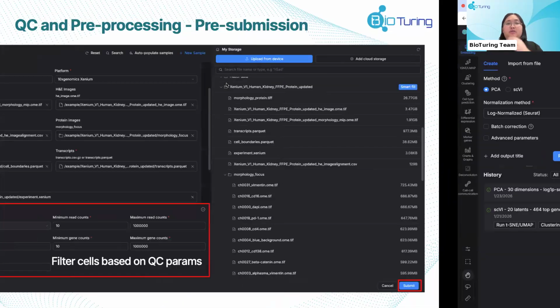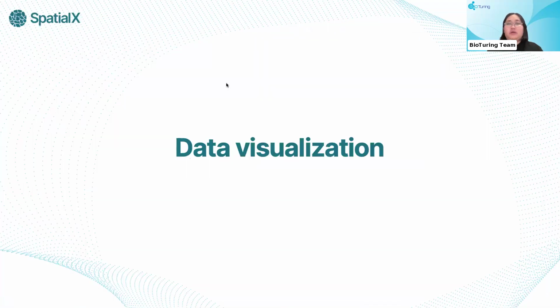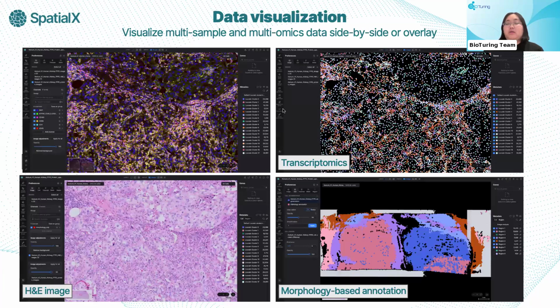Okay, I go back to my slide here. So now you have the data. How can you start working with the data? The first thing would be the data visualization. As I mentioned earlier, using the Xenium data, you can submit both your proteomics and transcriptomics data to the platform. And I also show you how you overlay the images together.